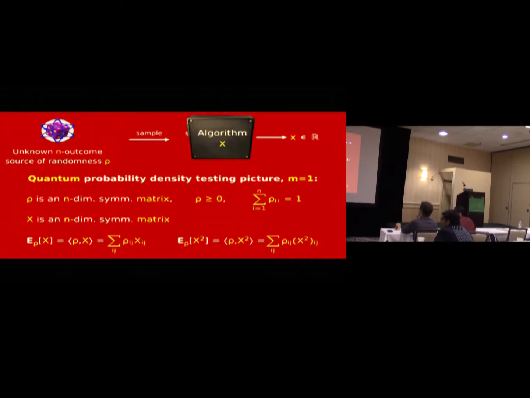And if you want to understand the variance of your algorithm's output, you can look at the second moment, and the expected value of x squared is the same thing, except you replace X by X squared. And here I really mean the matrix X times itself, the matrix squared.